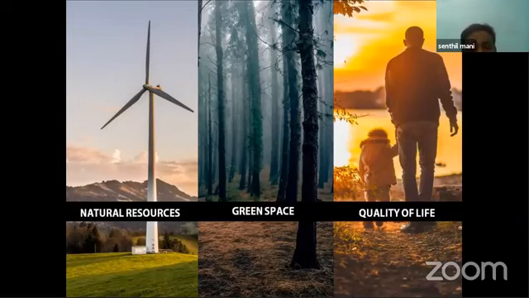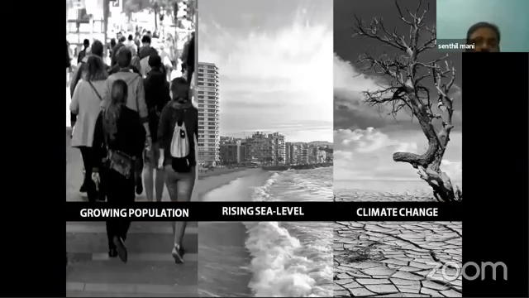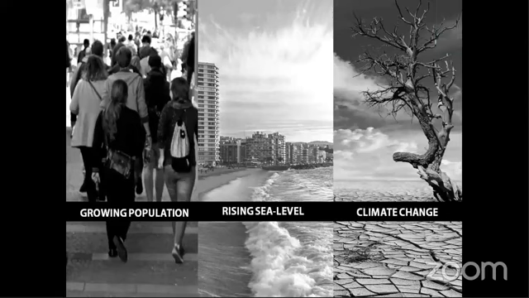The factors which pull down eco-design are growing population, rising sea level, and climate change. Growing population demands more space to live in and requires large infrastructure and employment opportunities. Urban heat island effect and CO2 emissions from industries are the major concerns for rising sea level and climate change. This will impact the natural resources.